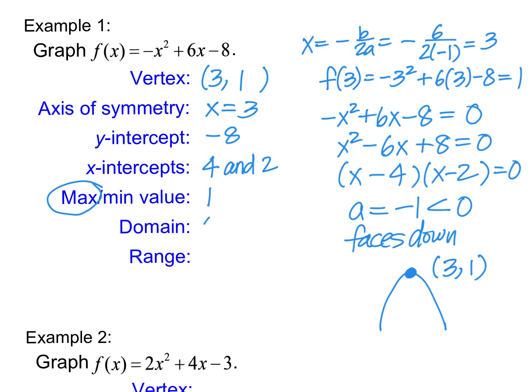Now, the domain is negative infinity to infinity because there is no restriction on what x can be. X can be positive numbers, negative numbers, as big or as small as we want. The range is going to be the maximum value and below. So it's negative infinity to 1, including 1.